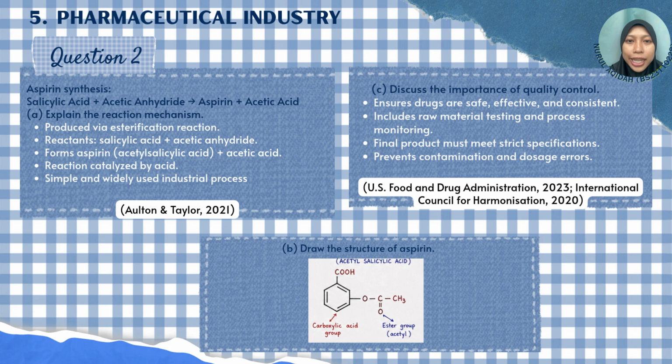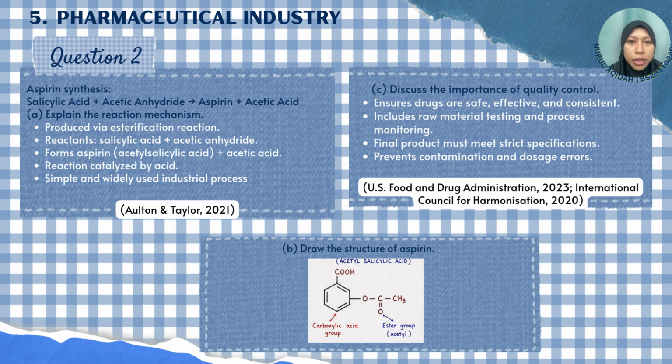For the aspirin synthesis, so basically aspirin is produced by reacting salicylic acid with acetic anhydride. As you can see, this forms aspirin and acetic acid as a byproduct.